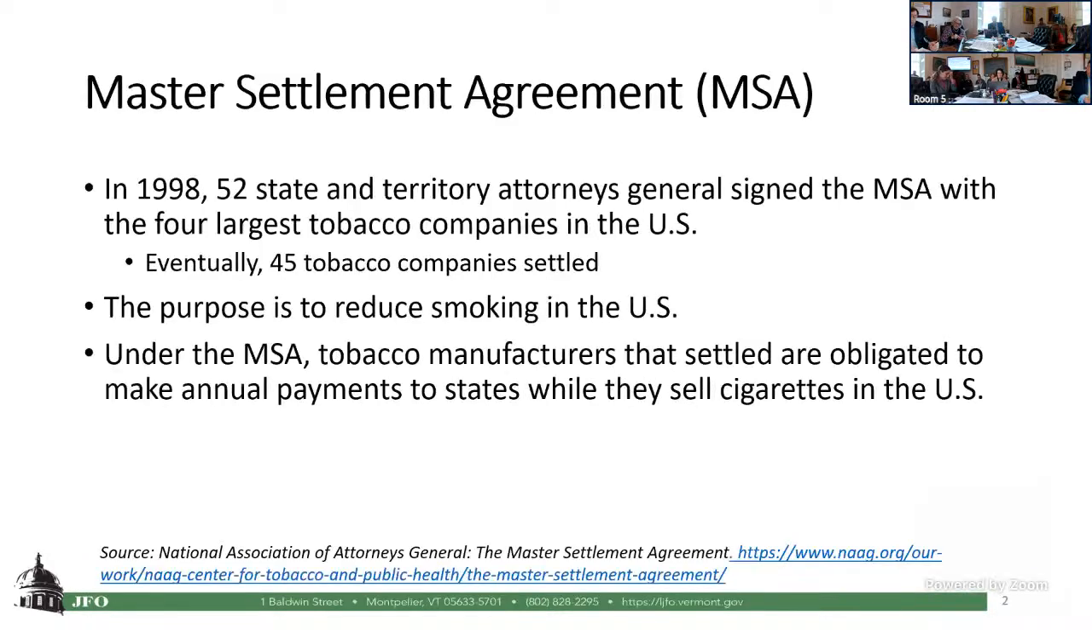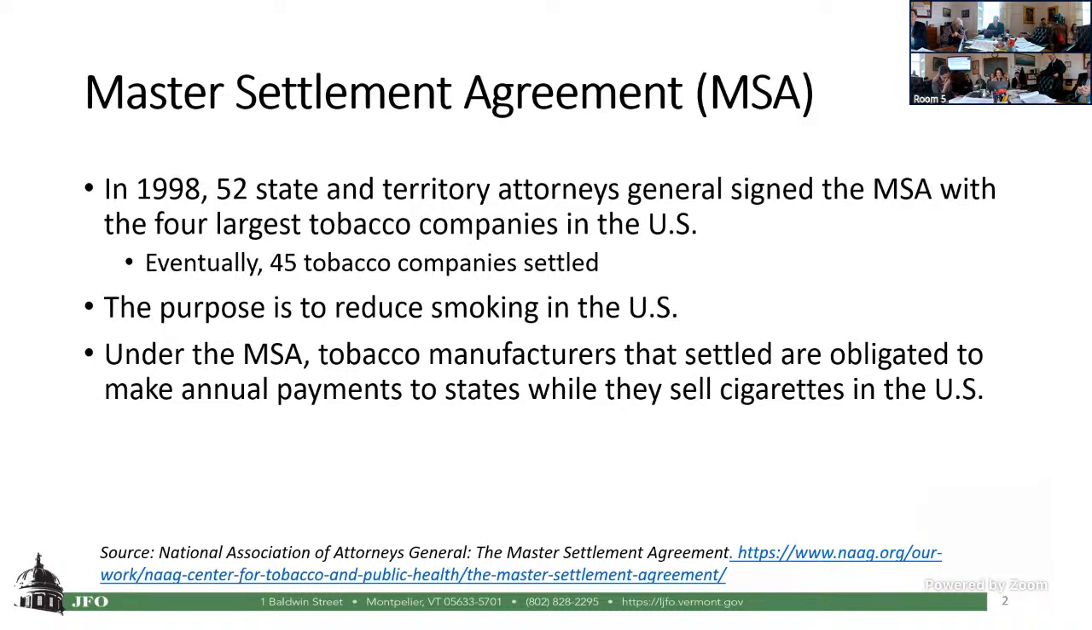So the tobacco fund itself is funded through the Master Settlement Agreement. Back in 1998, 52 states and territories signed the Master Settlement Agreement with the big tobacco companies. I should clarify, I'm not an expert on the Master Settlement Agreement. I don't know the details of it. The Attorney General is who to talk to on that.